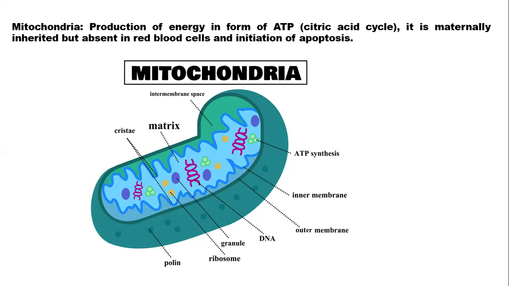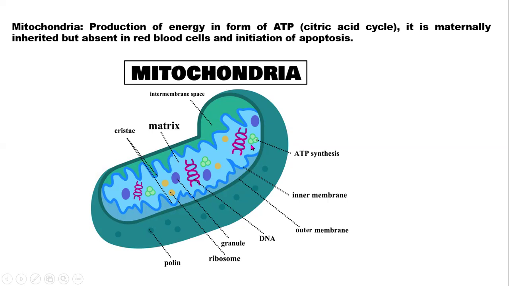So it is maternally inherited. It means it can be inherited from the mother, but it is absent in red blood cells. It's not present in red blood cells, and it also functions in the initiation of apoptosis. Apoptosis, remember, is programmed cell death.